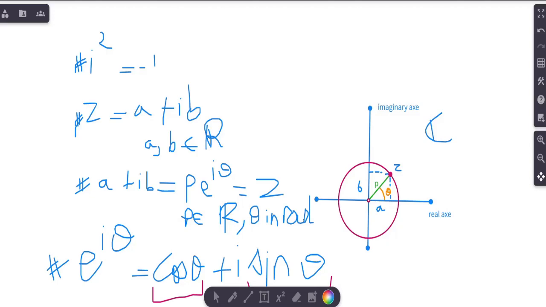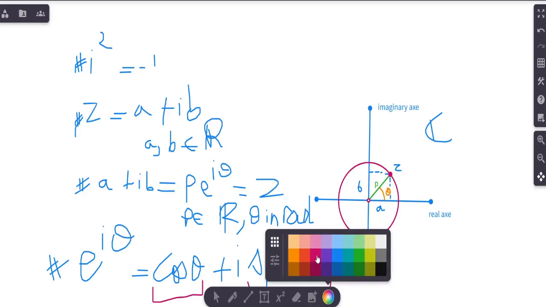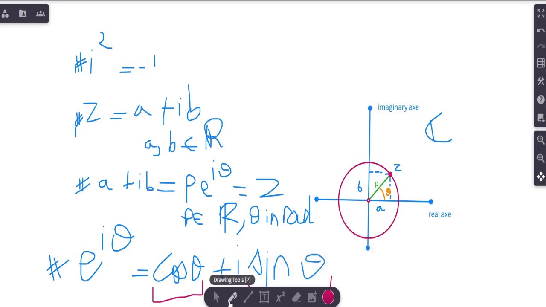So first, we consider the number that raised to the power of 2 equals minus 1. This number is written i, that you see right here. So i squared equals minus 1. And from this number we are going to build an entire new space of numbers called the complex numbers.